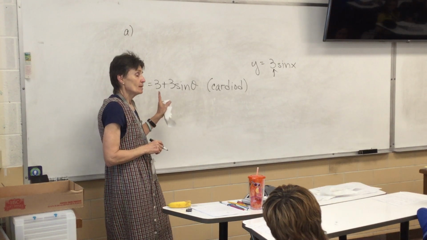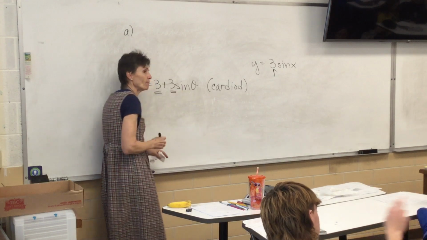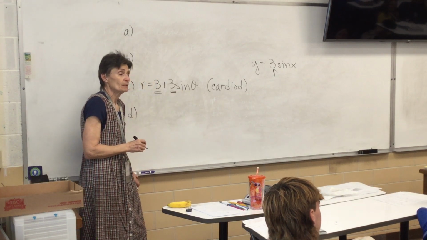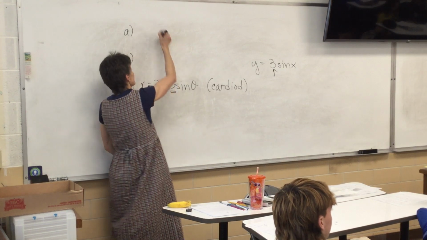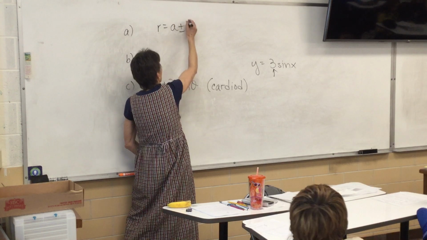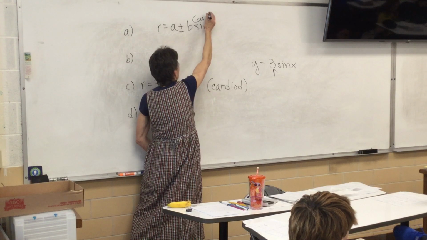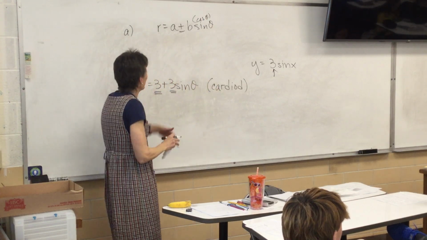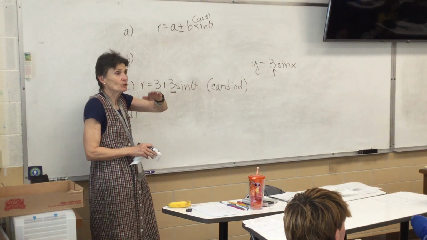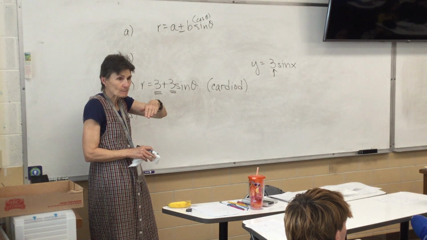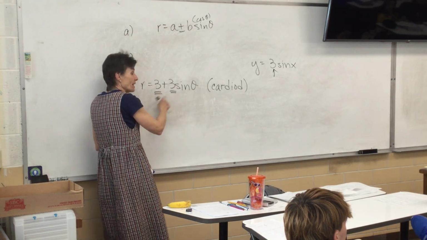Now, that happens because these two numbers are the same. The standard form of a limacon is a plus or minus b sine or cosine theta. When a and b have the same absolute value, then you have a cardioid. And it'll be a heart shape.